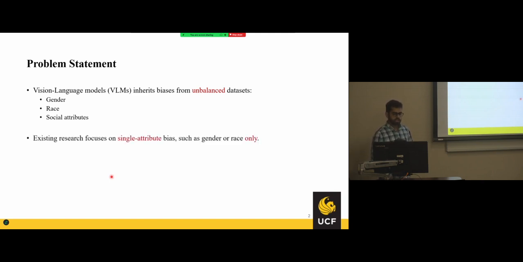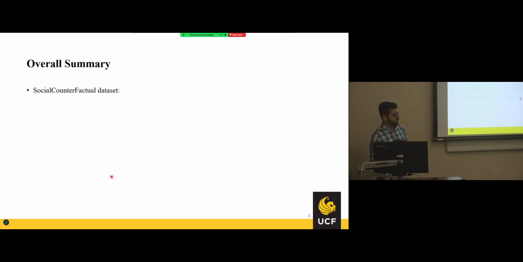The current published research mostly focuses on single attributes of these bias types, such as gender or race only. The reason for that is that real-world images that can have such combinations of those biases are pretty hard and expensive to find. This is where the concept of the social counterfactual paper comes in.